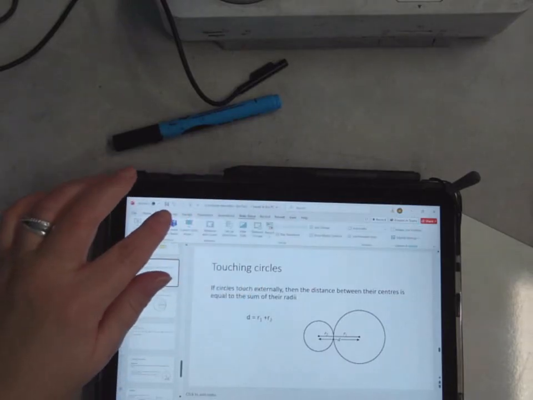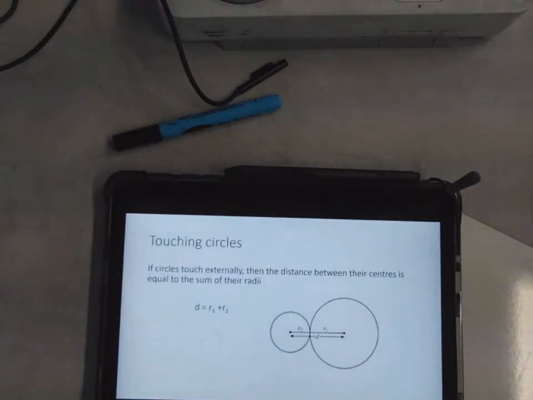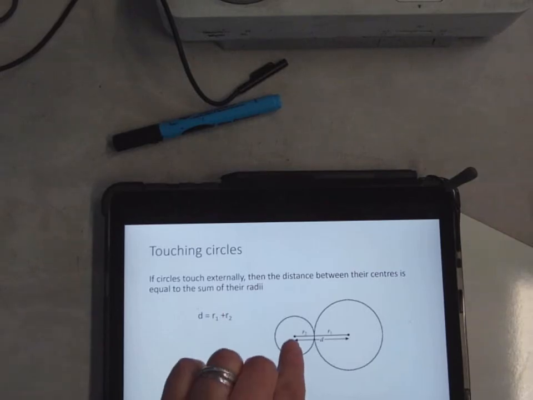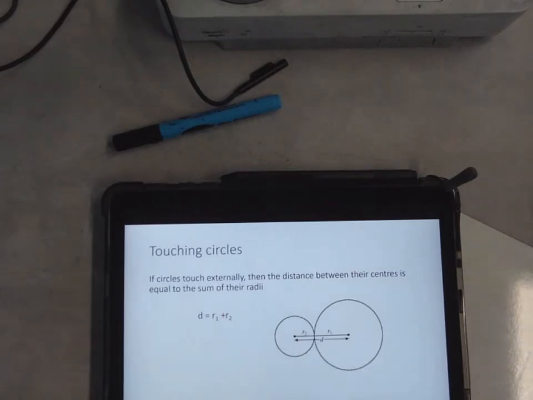Slideshow from front side. Okay, touching circles. Bo, you were asking me about this one the other day. Very simple. We use the distance formula and we get the distance between the two centres. So we need the centre of each circle. And if the distance is equal to the radius of the first circle plus the radius of the second circle, they touch externally. They touch on the outside.